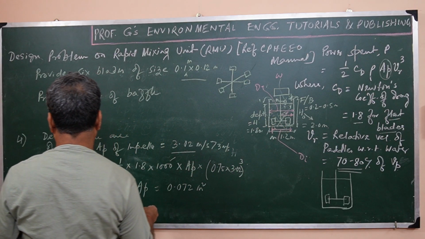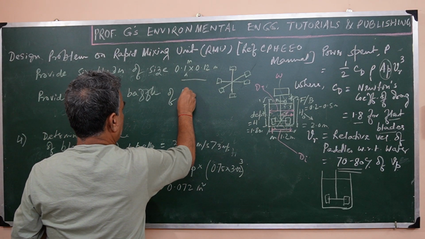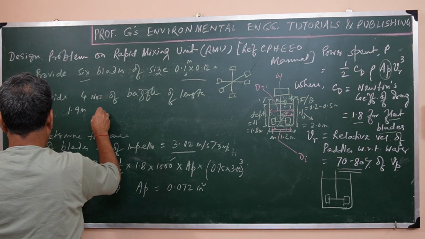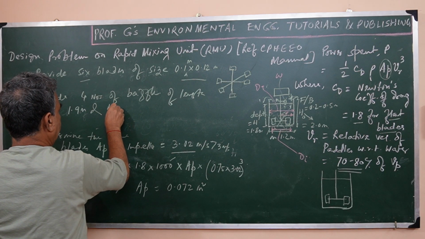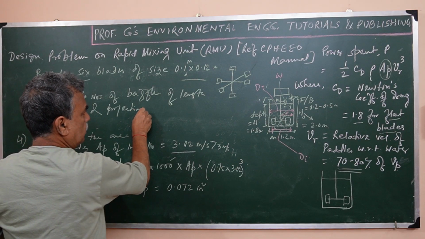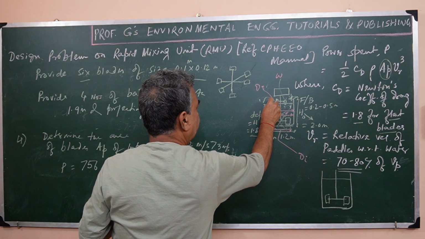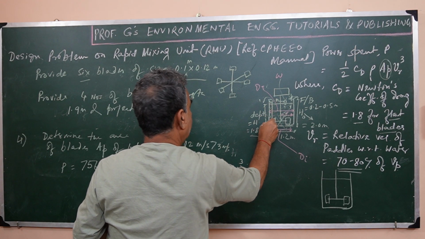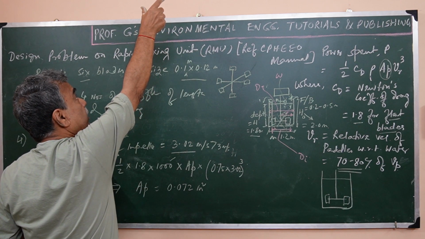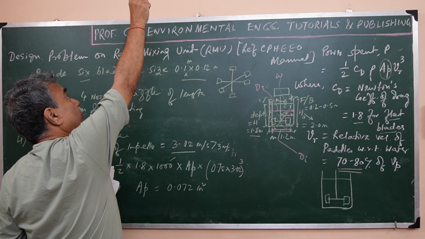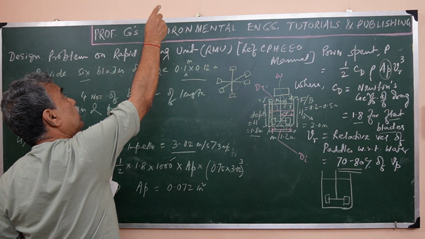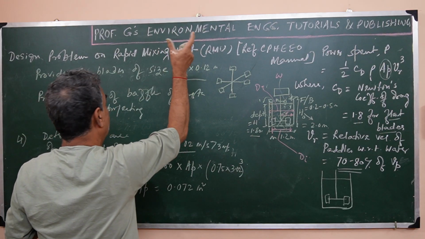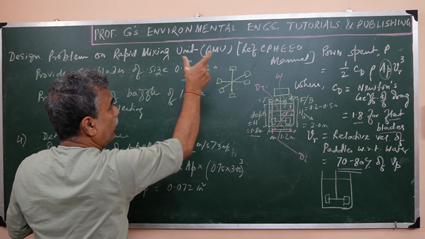Okay, 4 baffles of length 1.9 meter, and you see 1.8, so baffles are up to this extra 1.1 meters, so 1.9 meter vertically like that. Just 0.1 meter has not been covered, because it is above the liquid level. So this is sort of a pillar-like intrusion or extrusion, you can say, a projection.